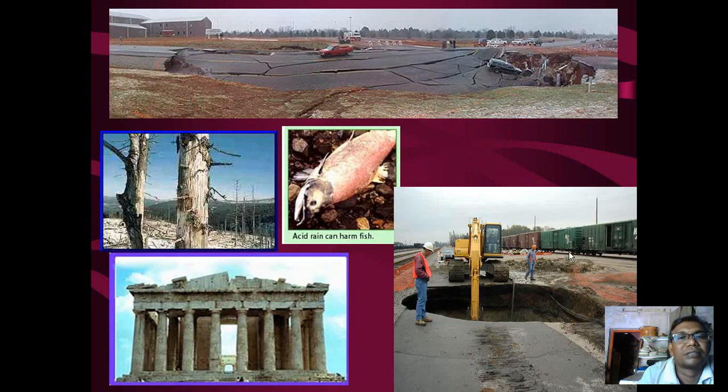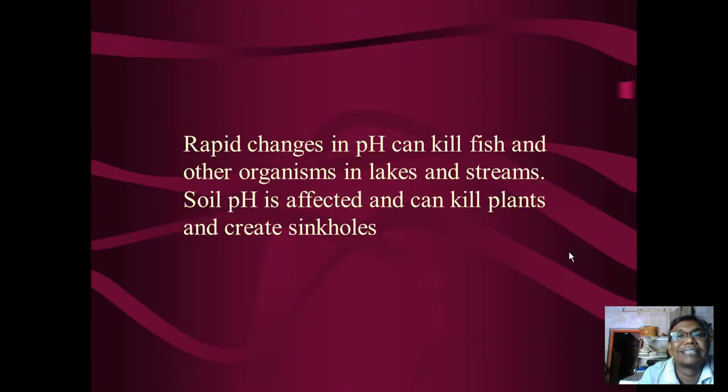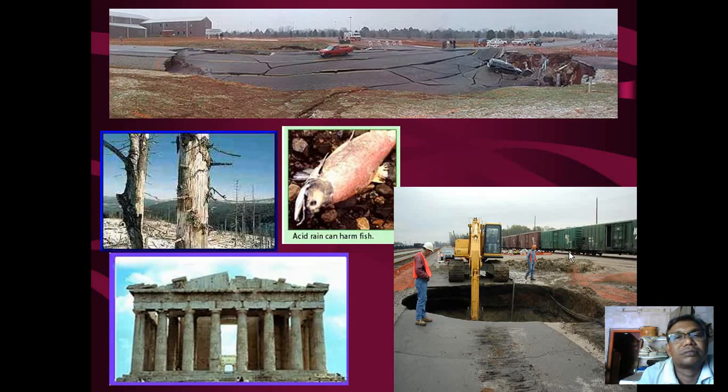These are some of the harmful effects of acid rain. Rapid changes in pH can kill fish and other organisms in lakes and streams. Soil pH is affected and can kill plants and create sinkholes.